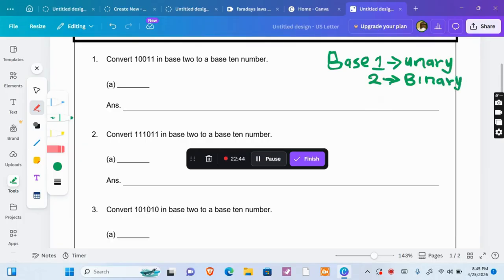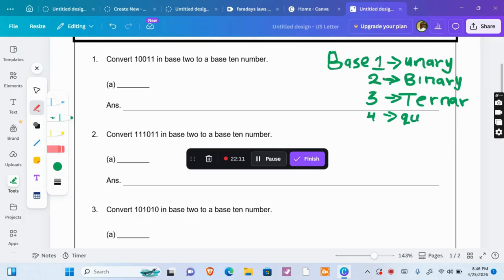Numbers in base 3 are called ternary numbers. Ternary. And numbers in base 4 are called quaternary. Base 4 numbers are called quaternary.